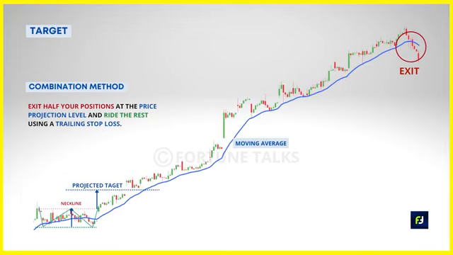The final method combines both these methods. You exit half your positions at the price projection level and ride the rest using the trailing stop loss so that you will be able to lock in some profits and not lose money if the market reverses.